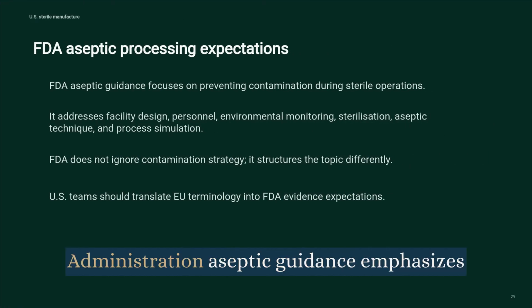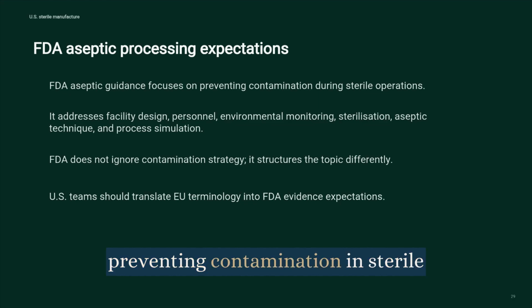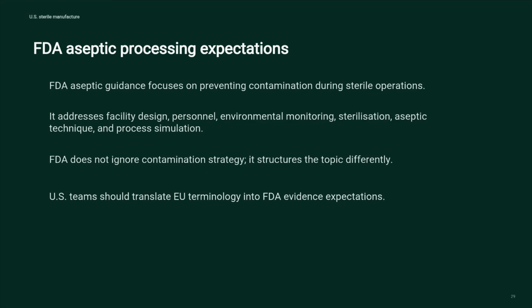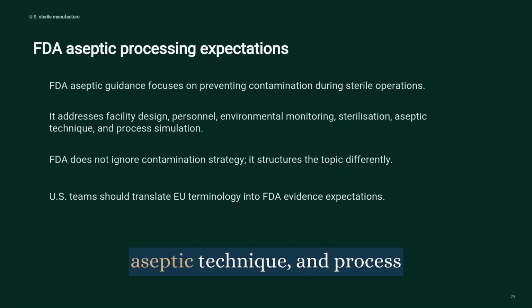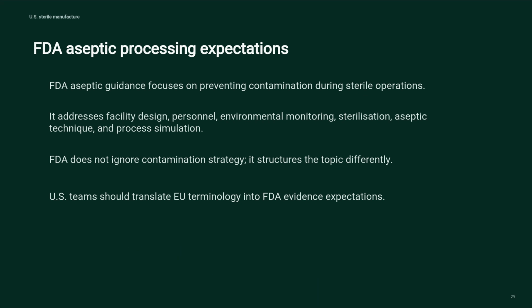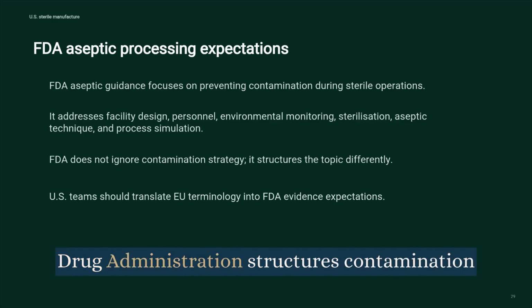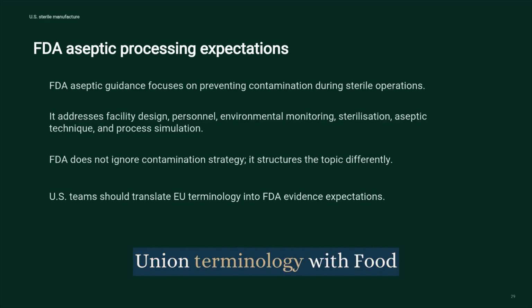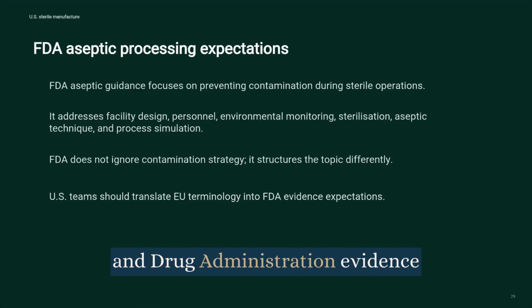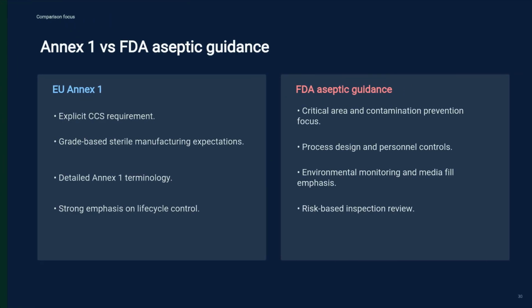The Food and Drug Administration aseptic guidance emphasizes preventing contamination in sterile operations. It covers facility design, personnel, environmental monitoring, sterilization, aseptic technique, and process simulation. While the Food and Drug Administration structures contamination strategy differently, United States teams should align European Union terminology with Food and Drug Administration evidence expectations.